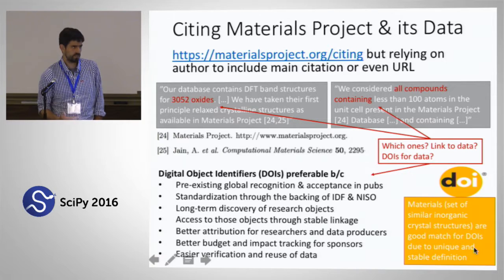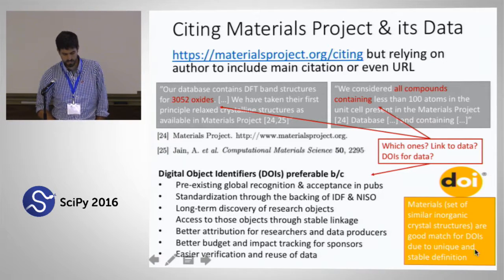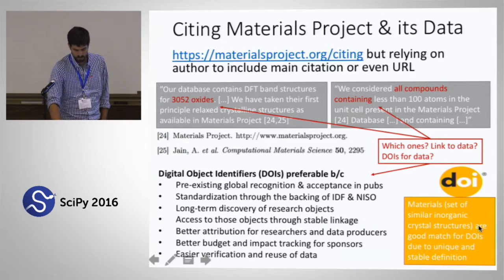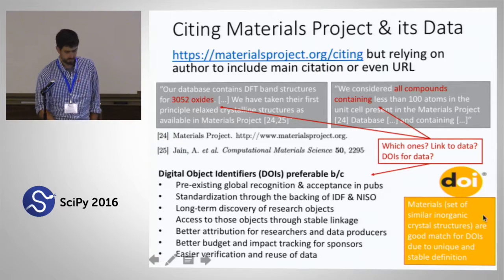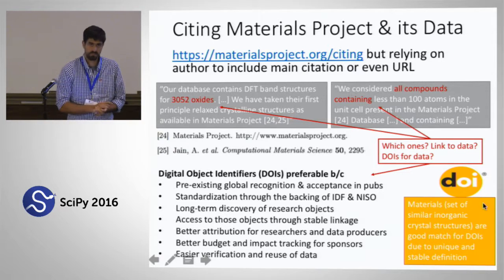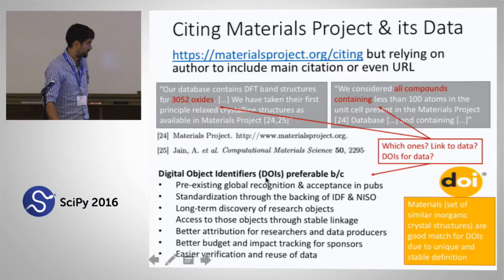So if there's new materials added, they get checked whether they have duplicates within our database already, and all of those 70,000 structures that we have are well calculated and tested. So assigning DOIs to each one of them is a good way to go to get a persistent identifier for our DOIs and a link to our data sets. There's many reasons to use digital object identifiers.